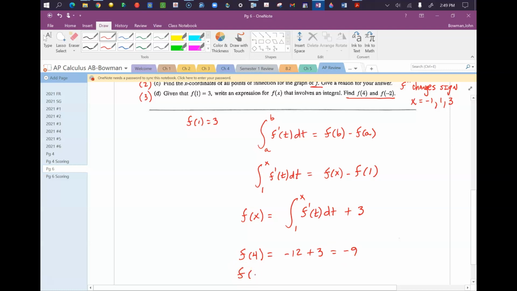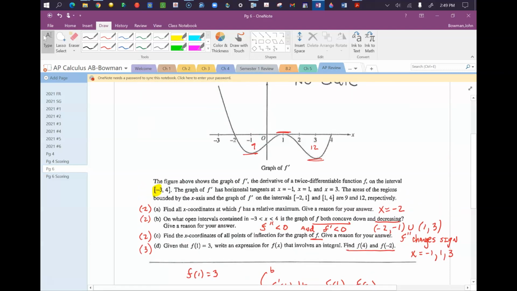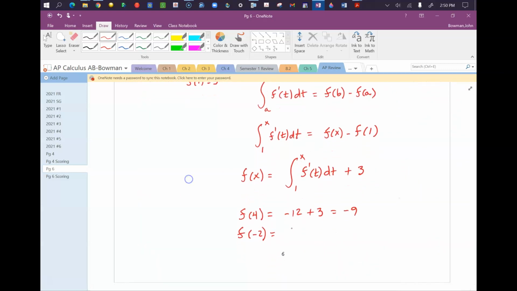f of negative 2 is going to be the integral from 1 to negative 2 of f prime of t dt plus 3. Be careful, from 1 to negative 2, the area is below the x-axis, which would make that negative, but we're integrating backward, so we have to change the sign on that. So that integral would actually be 9, and 9 plus 3 is equal to 15.